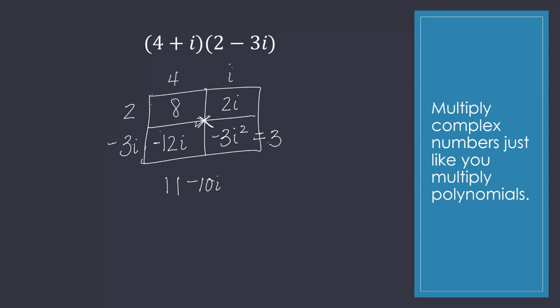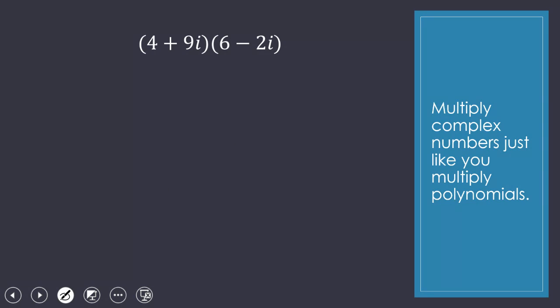So it's really important that you simplify that i squared term so that you can then combine it with the other real part. Notice I'm ending up with a complex number that has two terms, okay? You should always end up that way. We should not have an i squared in our answer.